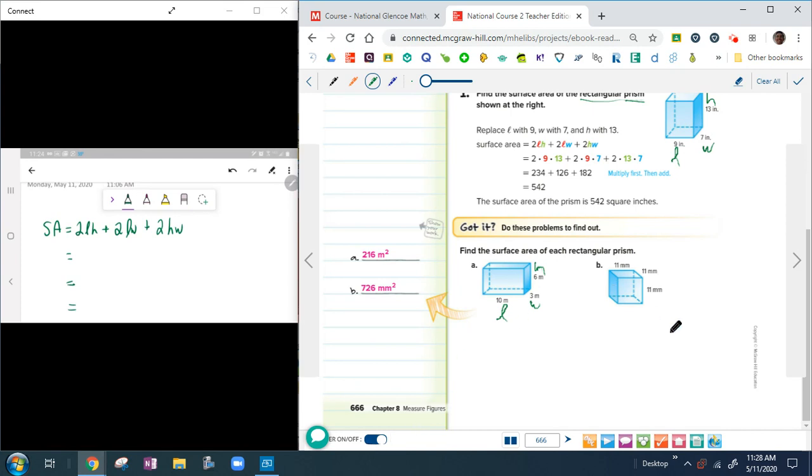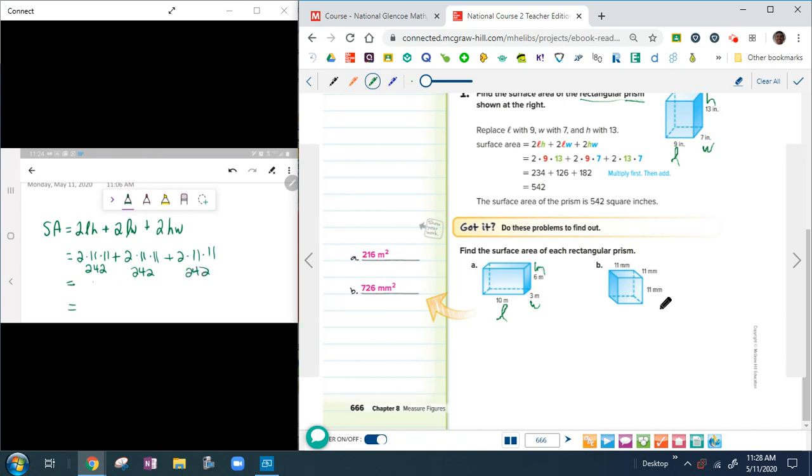Oh, it's a cube. We have 2 times 11 times 11 plus 2 times 11 times 11 plus 2 times 11 times 11. I did not label over here, naughty, but I know that they're all the same, so I'm just going to do this. 11 times 11 is 121, and double that is 242. So each of these is 242, and then we're going to add those up.